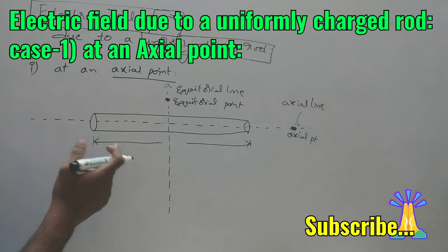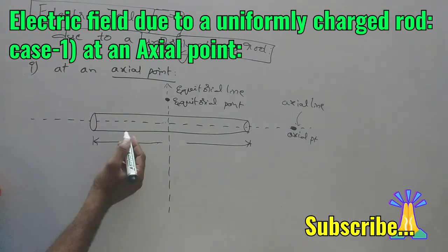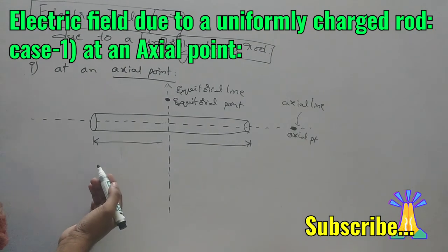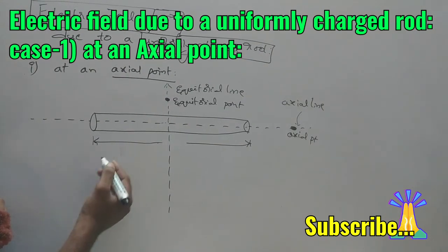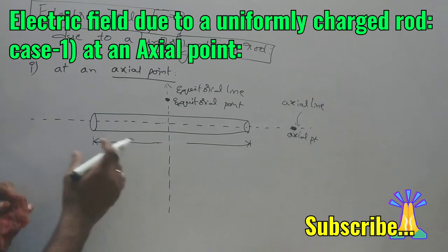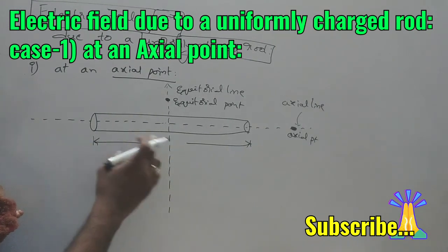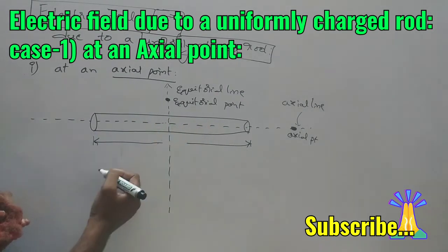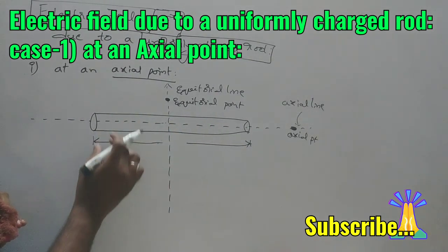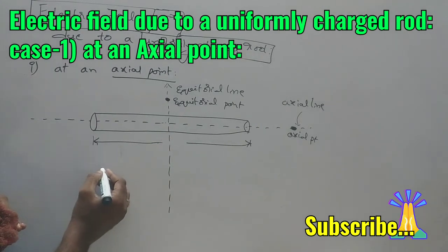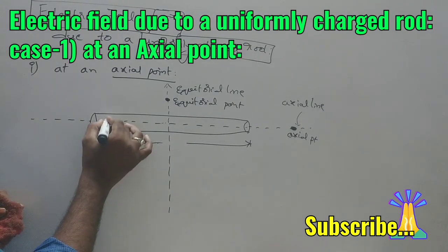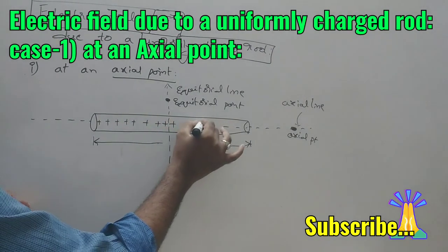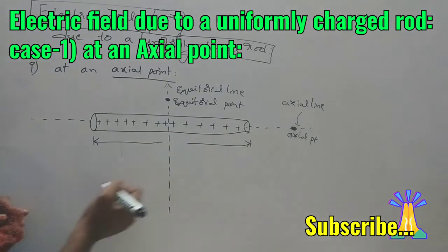Now we are going to find the electric field due to this uniformly charged rod. Up to now we have learnt about point charges, but here the charge is distributed. This is an extended body, and the charge is not a point charge. The charge is distributed throughout the body, a continuous charge distribution, uniformly throughout the length of the body.